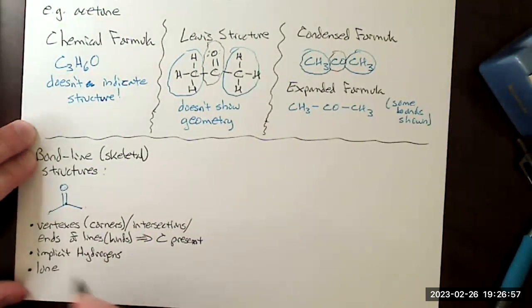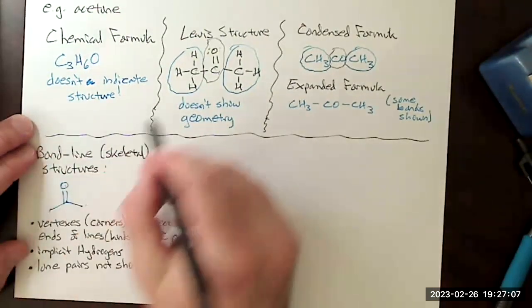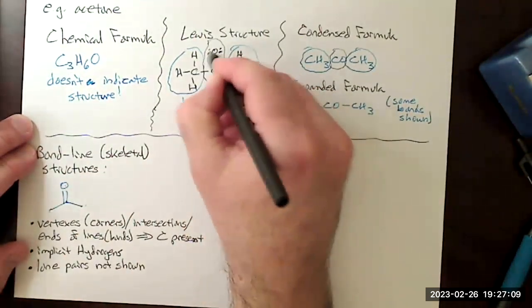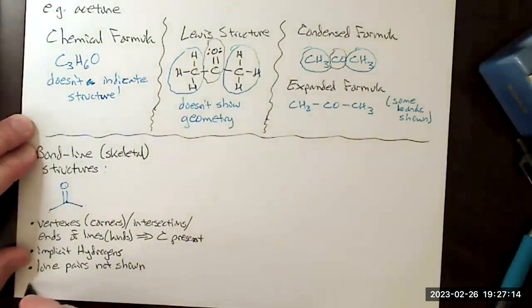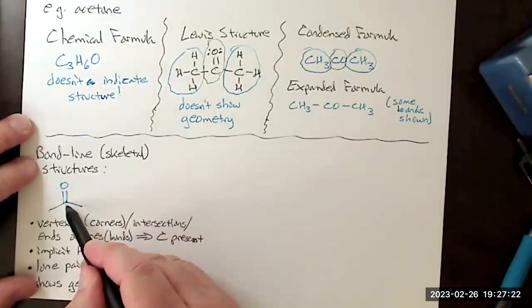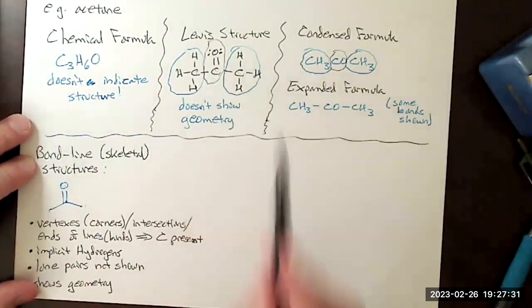Lone pairs are often not shown. So you can see here, I haven't indicated the lone pairs like I did up here on my Lewis structure, but it does show the geometry. So we can see that my carbon bonded to 3 things is going to be sp2 hybridized. And this is indicating it's a trigonal planar-like shape. It's not quite as sort of squarish as the Lewis structure.